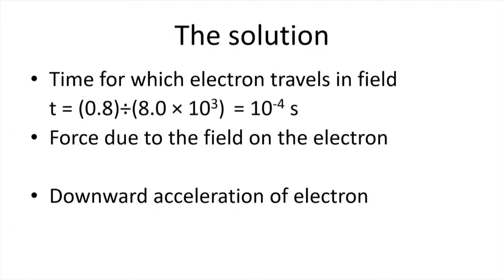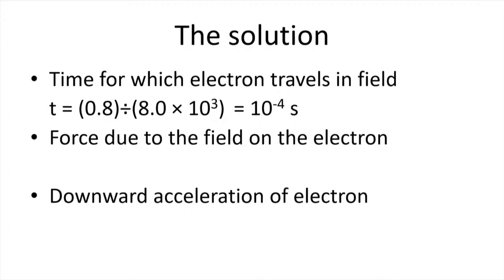And so the distance traveled is 0.8 meters, and the velocity is 8.0 by 10 to the 3 meters per second. And so the time is 10 to the negative 4 seconds, all right? 10 to the negative 4 seconds. That's the time for which the particle will be traveling.